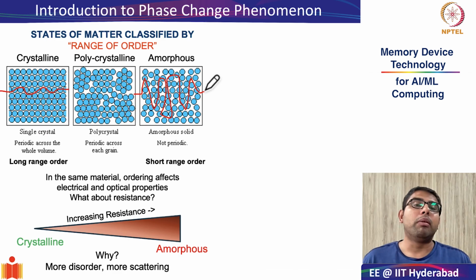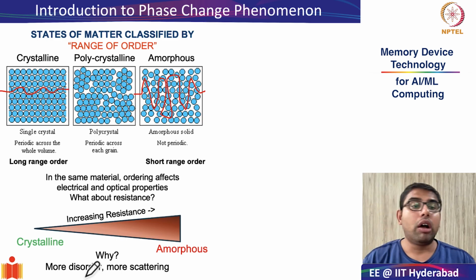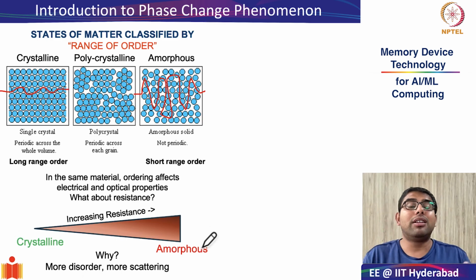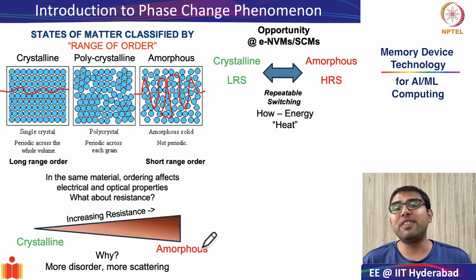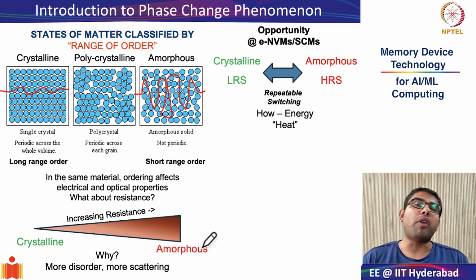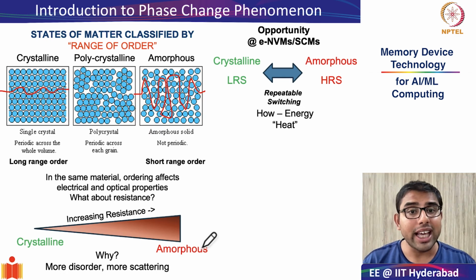And therefore, because the scattering events will be more, the mobility will be less, and therefore the resistance will also be higher. Therefore, because of increasing disorder from crystalline to amorphous system, the resistance of amorphous systems is also more than that in crystalline systems. And this gives us an amazing window of opportunity, especially when we look at eNVMs or storage class memories of two terminals. Why is this the case?